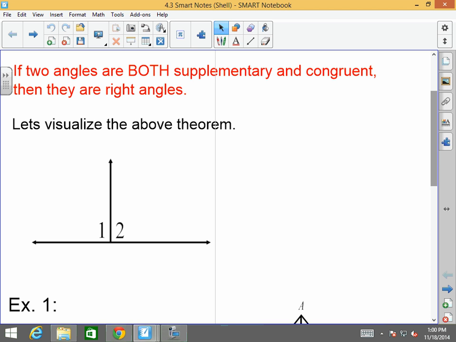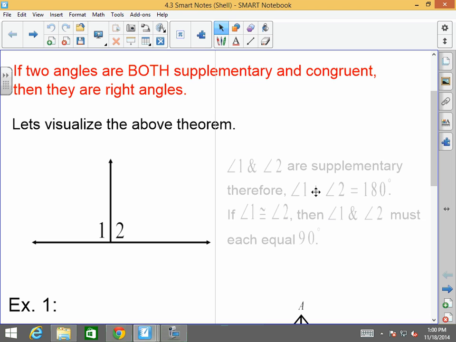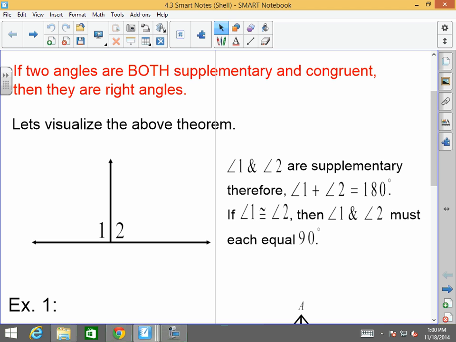So since you can assume straight lines, we can assume that if two angles or three angles or five angles lie on that line, they are going to be supplementary. Okay? But what this right angle theorem is stating is the following. We know that angle 1 and angle 2 are supplementary. Awesome. So that means that if angle 1 and angle 2 are supplementary, using the addition property, angle 1 plus angle 2 equals 180 degrees.